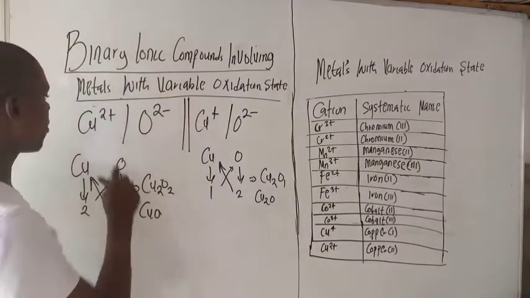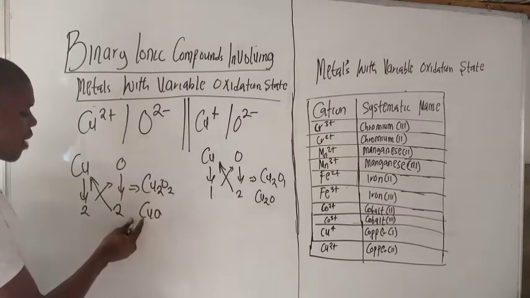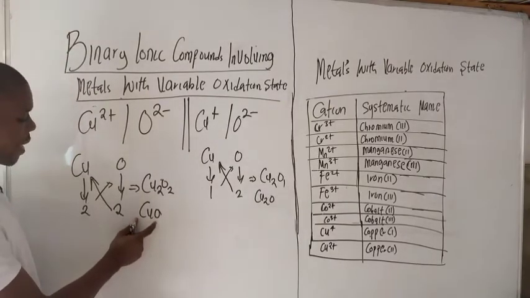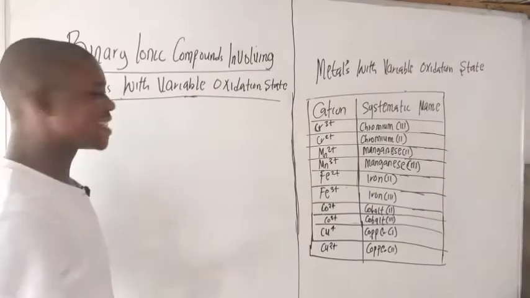So copper can form multiple compounds with oxygen. Here we have CuO, and here we have Cu2O. The oxidation state of copper here is +2, and the oxidation state of copper here is +1. So now when I see their names, here we have what?